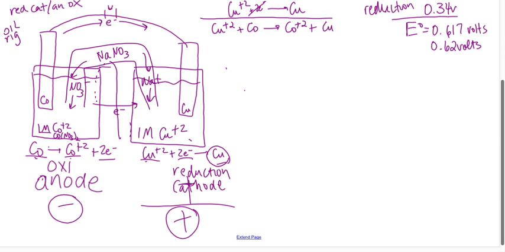All right, the last thing we have to be able to do is do something called shorthand notation, where you're going to write a little sentence that describes the whole cell. So it's always oxidation, double line, and then your reduction half cell.